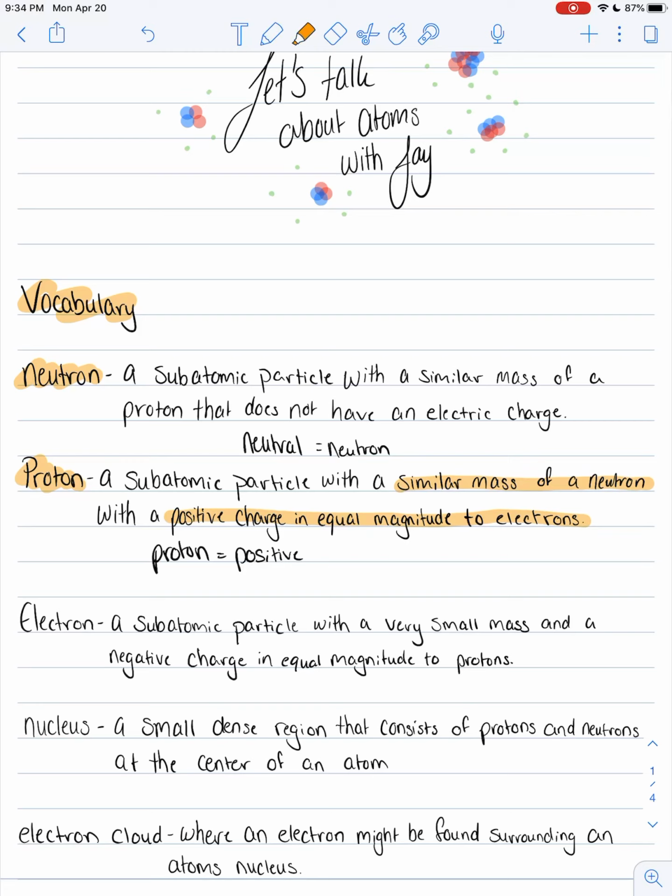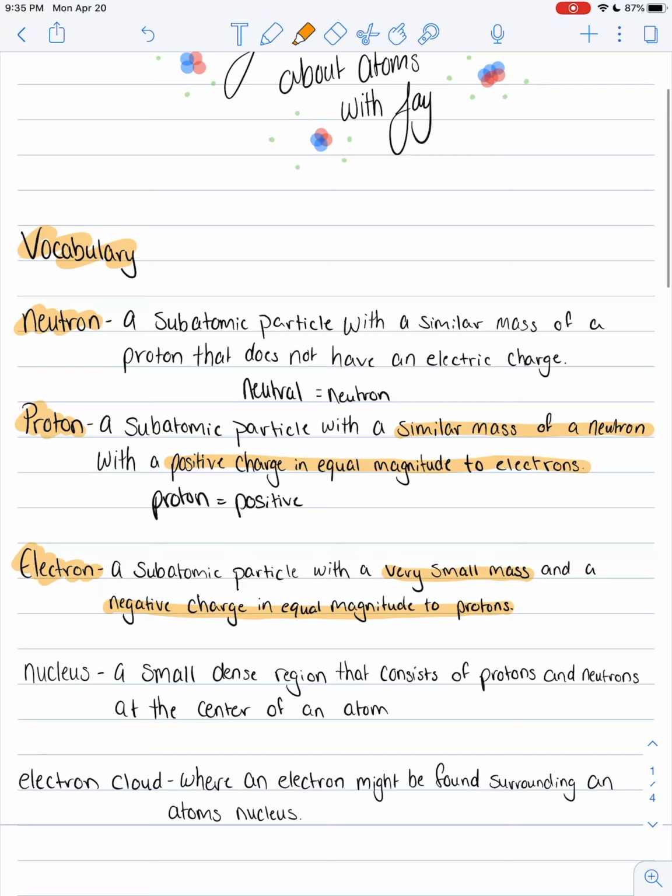Next is the electron, which is a subatomic particle with a very small mass and a negative charge and equal magnitude to protons. So the takeaways from the electron is its very small mass and its negative charge and equal magnitude to protons. And the way that I remember electrons is because they're not part of the nucleus, which we're going over next. The nucleus is a small, dense region that consists of protons and neutrons at the center of an atom.